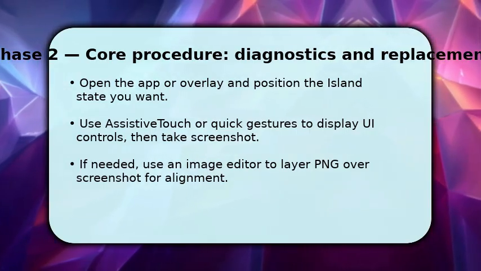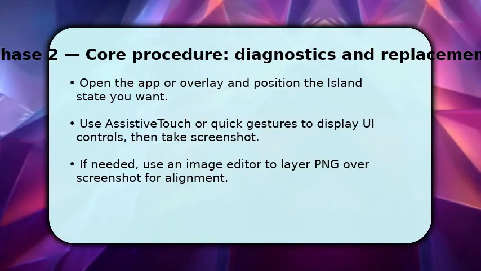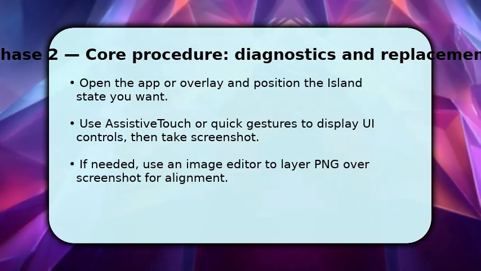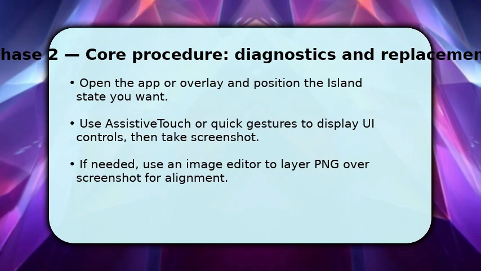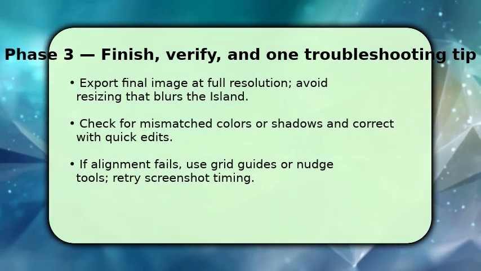Once captured, import both images into an editor. Align edges, match scale, and set the overlay opacity to blend seams so the island appears native and sharp within the screenshot. You finish by exporting the final composite at full resolution so the island remains crisp.